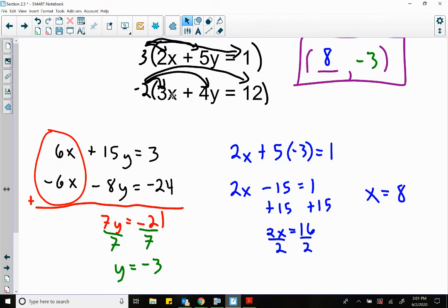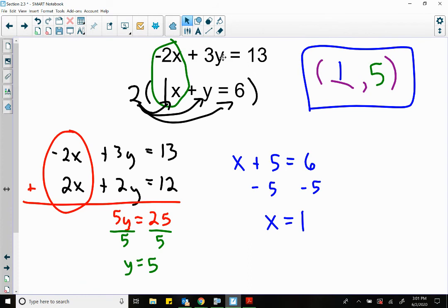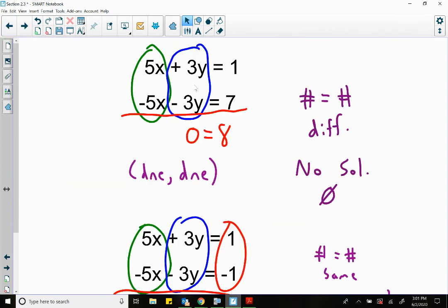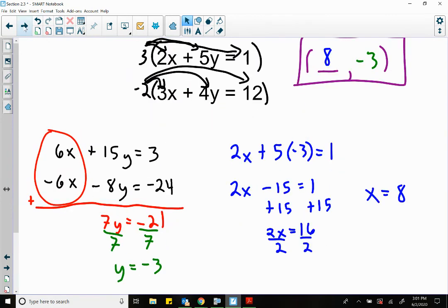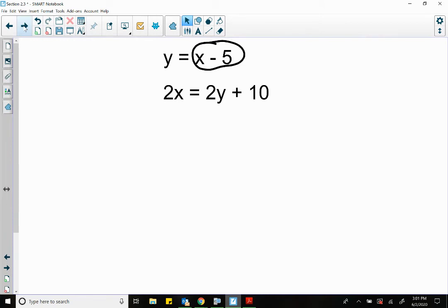Whenever I have two equations in standard form, I do elimination. See? Standard form. X and Y on the same side. Whenever both equations are set up in standard form, I do elimination. Whenever I have an equation that kind of looks like it's in slope-intercept, I do substitution. Okay? Because I have a variable that's solved. I know what y is.